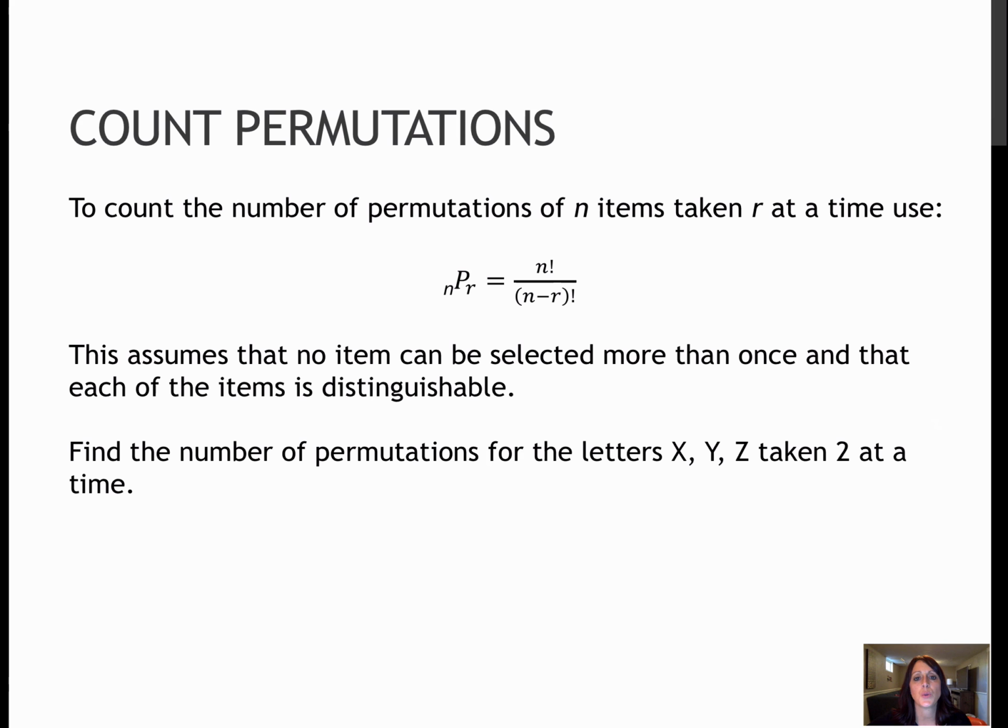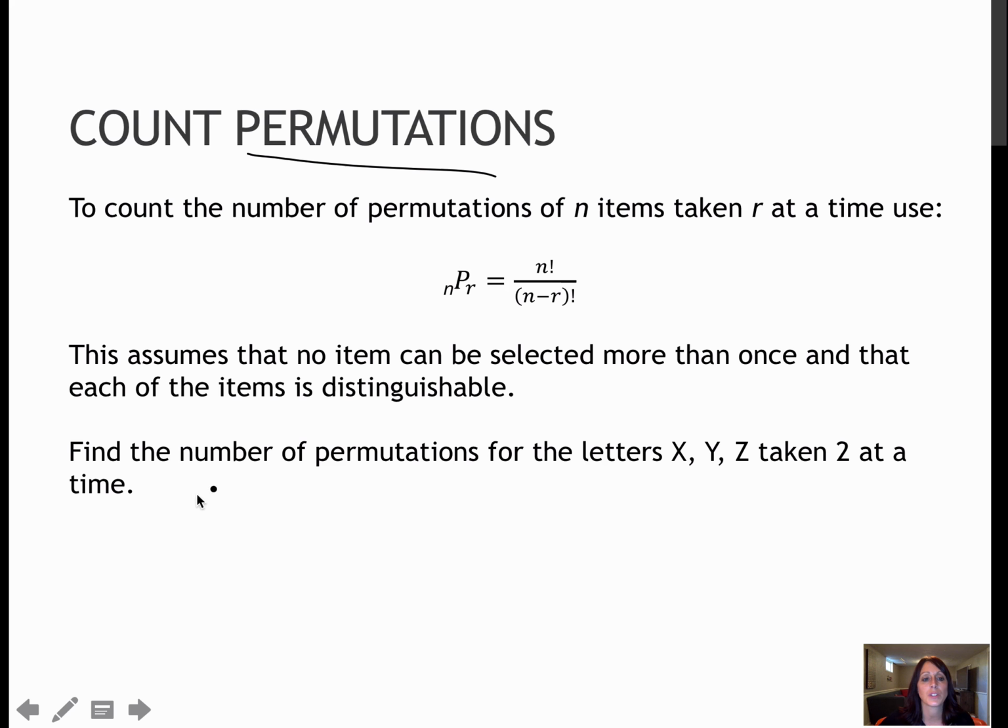This brings us to the formula for the number of permutations of n items taken r at a time. What that means is that we are worried about the order of something, and again, that's because it is a permutation, and permutation means that we care about the order. And this assumes that, say for instance, x, y, and z, we have 3 different letters, and we're taking them 2 at a time.